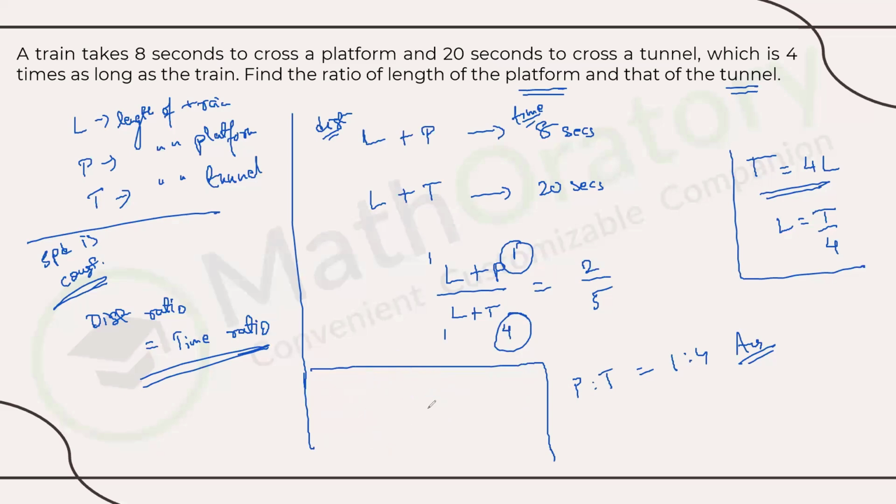In this case, since we have this denominator as 5 and 1 plus 4 is 5, the calculation also becomes pretty easy to do. So that's it for this question.